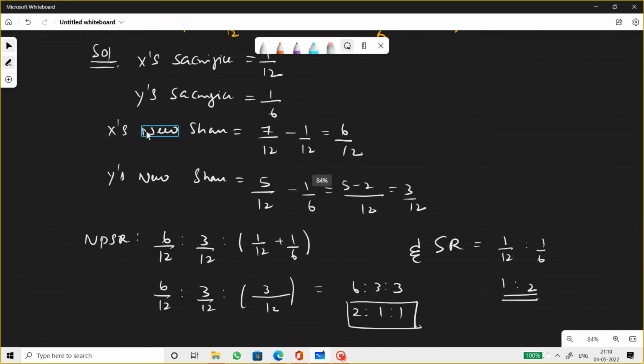Now, X's new share will be X's old share minus what X sacrificed. So 6/12. Y's new share will be Y's old share minus what Y sacrificed. So 3/12. And what Z is getting is just the total of what they sacrificed. So this is the new profit sharing ratio. Sacrifice we already found. We just have to take the LCM between these two. So 1:2.